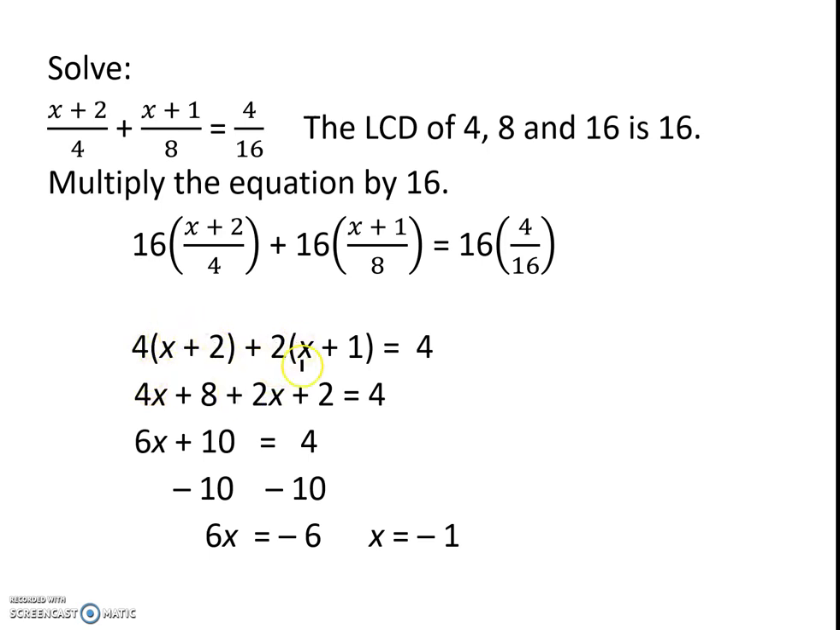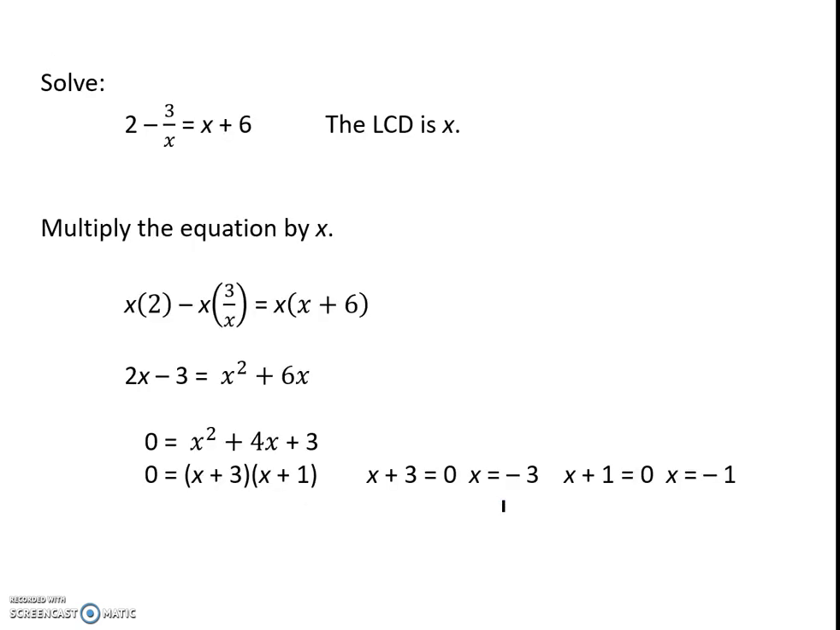Going ahead and distributing that 4, we get 4x plus 8. Distributing the 2, we get 2x plus 2. Combining like terms, the 4x plus 2x is 6x and 8 plus 2 is 10. Subtracting 10 from both sides, we're left with 6x being negative 6. But once again, we don't want 6x, we only want x. So we divide both sides by 6 to find x being negative 1.